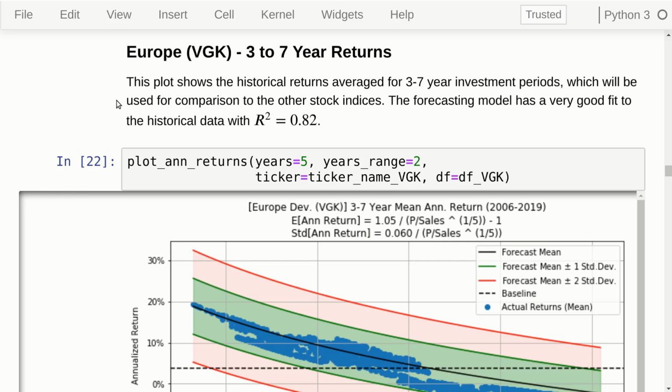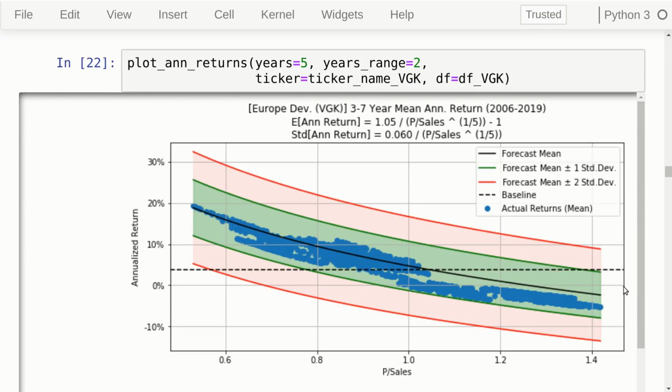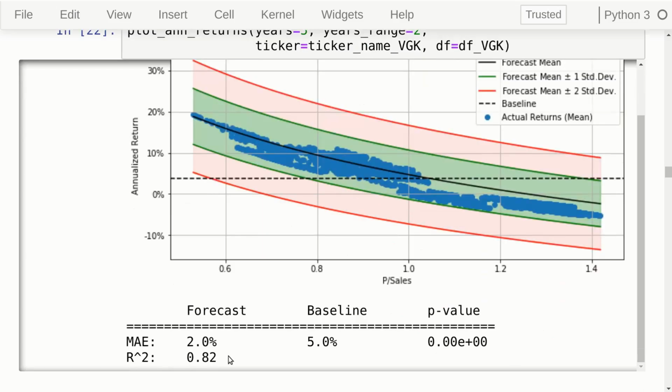In the previous video, I explained that some of the noise that we see in the data is because of bubbles and crashes. And one way to sort of smoothen out the effect of bubbles and crashes is to take the average of, for example, all 3 to 7 year investment periods instead of just considering fixed 5-year investment periods. And when we do that for the Developed Europe Index, we get this plot here, which is a quite good fit with an R squared value of 0.82.